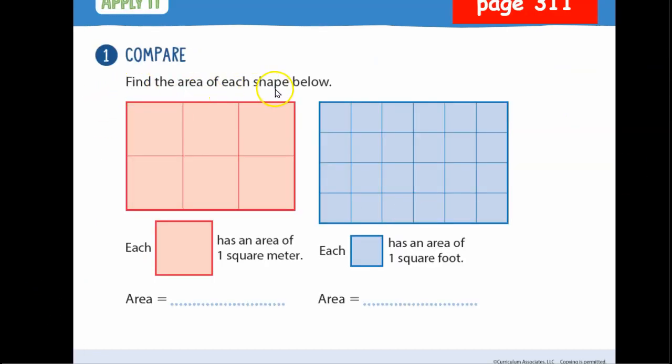Okay, it says find the area of each shape below. Couple strategies, right? I can go length times width, or what can I do? Just count them all. Okay, go ahead and do that for me. All right. So what is the area of the red one? 6. Right? What is the area of the blue one? 1, 2, 3, 4.